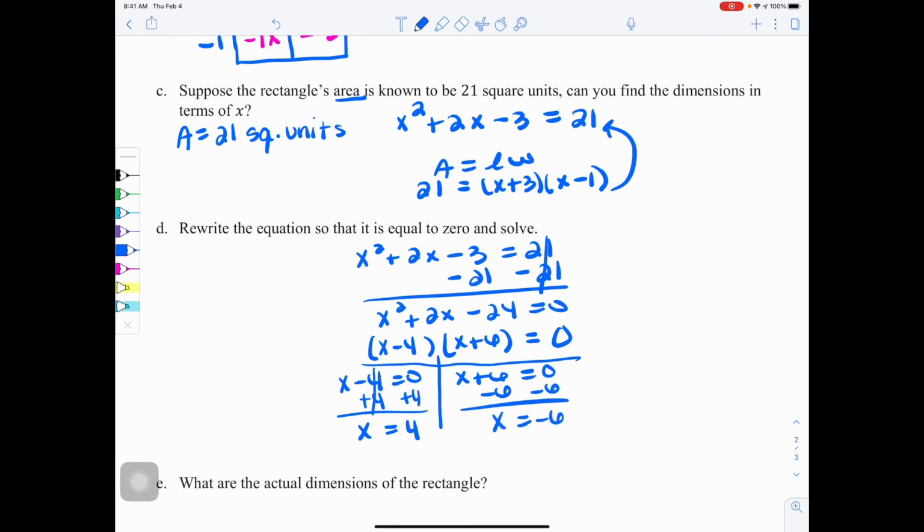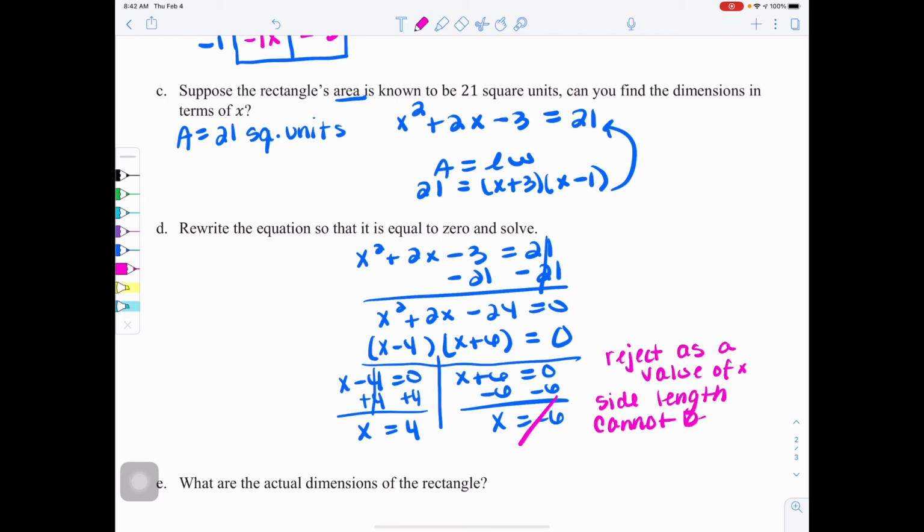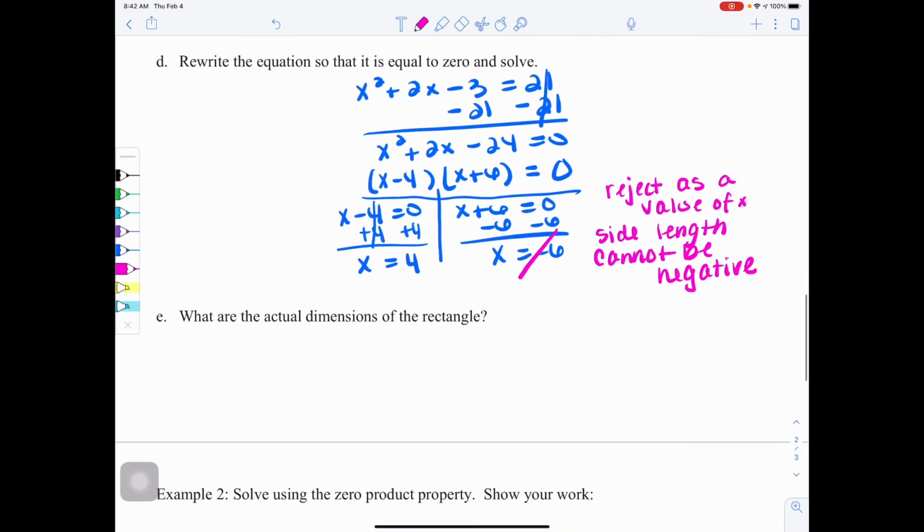Now this is a problem about dimensions of a rectangle. So immediately we are going to cross out x equals negative 6. And we're going to write over here that we are rejecting. So we'll reject as a value of x. And we're going to say side length cannot be negative. So in this context of the problem, the negative doesn't make sense. Okay. So now in question E, what are the actual dimensions of the rectangle?